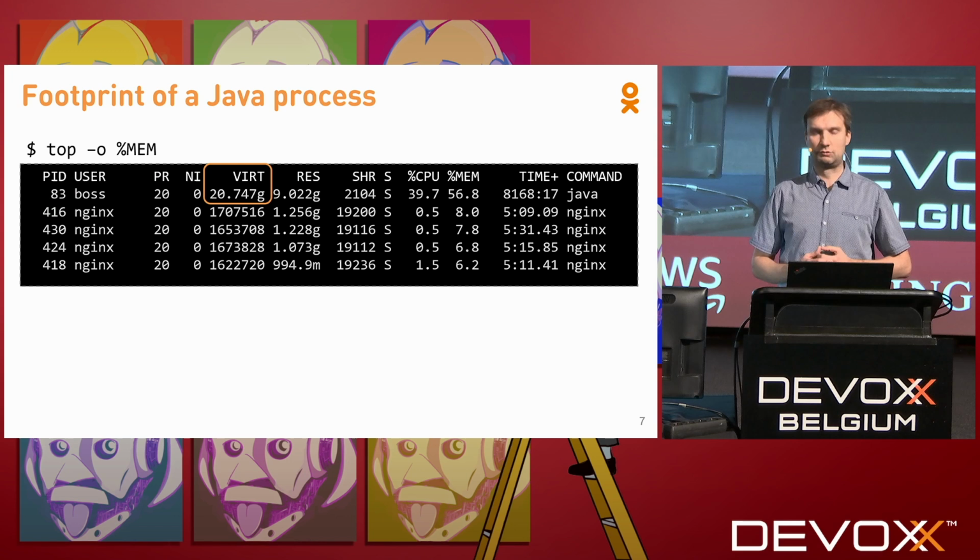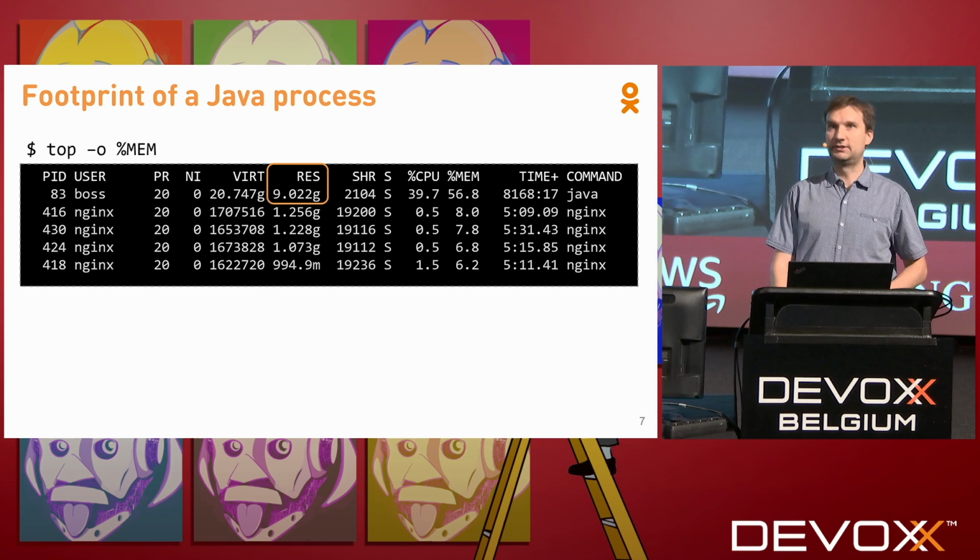The virtual memory may look scary, but it's not the actual footprint. It's just the amount of reserved address space for the process. RES, or resident set size, is the number we're interested in. This is the amount of physical RAM used by the process. 9 gigabytes in this case. Where do these 9 gigabytes come from?